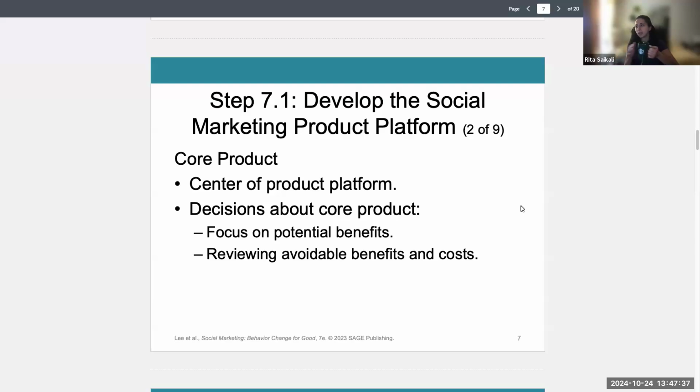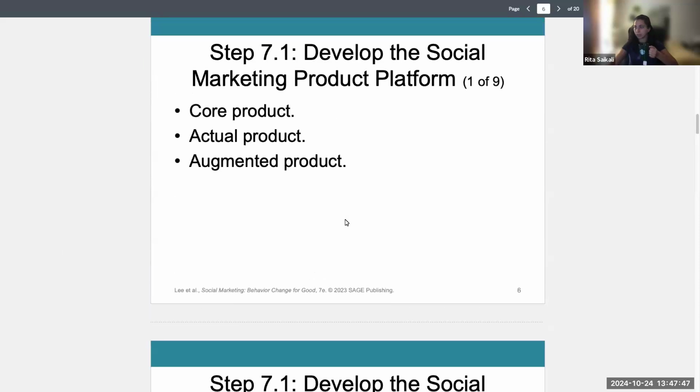All right, so we're going to start off today with talking about how to develop marketing product for platform. And let's take a look again at, I want to start over here.